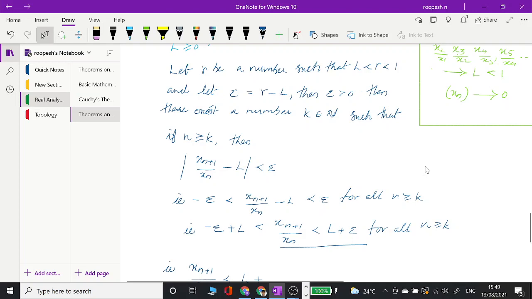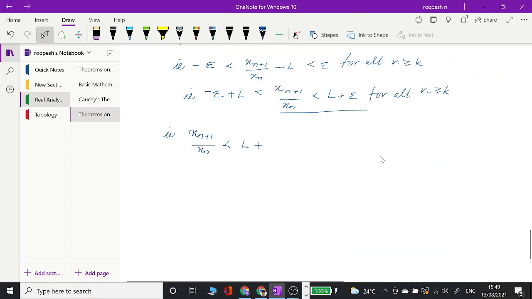We have taken epsilon as R minus L, so L plus epsilon is equal to R. So I get x n plus 1 by xn is less than R, or that is x n plus 1 is less than R into xn.